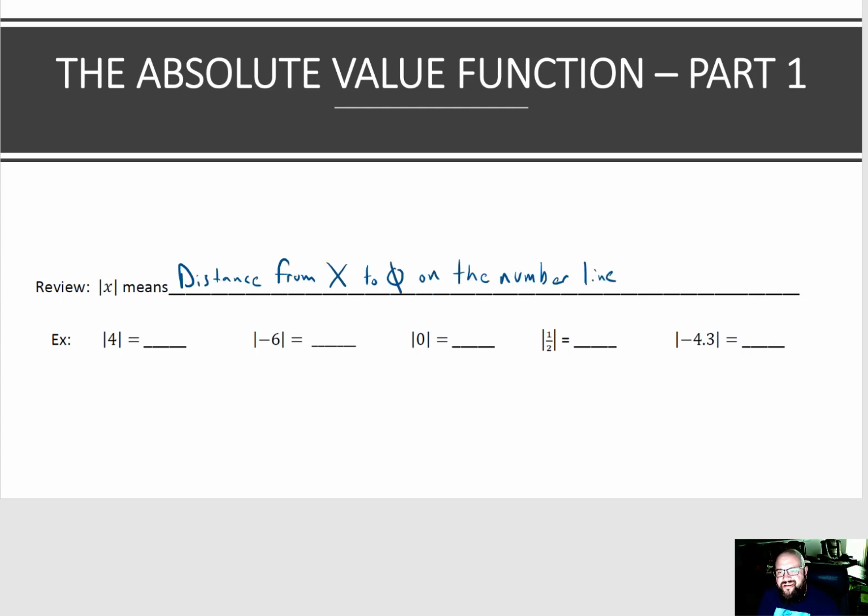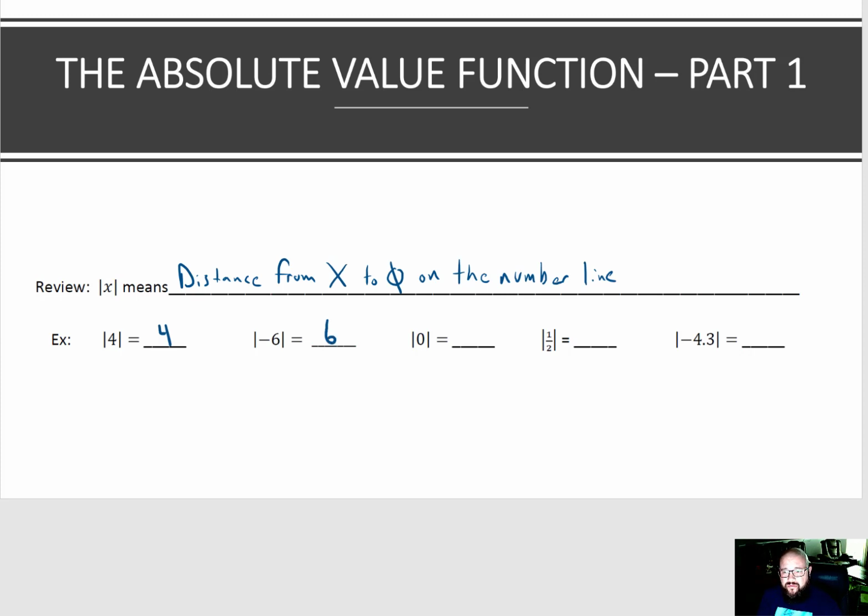So when we're looking at the distance from x to 0 on the number line, let's look at some examples here. So the absolute value of 4 is, well, that is actually 4 units away from 0. So it's a positive 4. If we have the absolute value of negative 6, well, from 0, that is 6 units away in either direction. So absolute value, 6 units away.